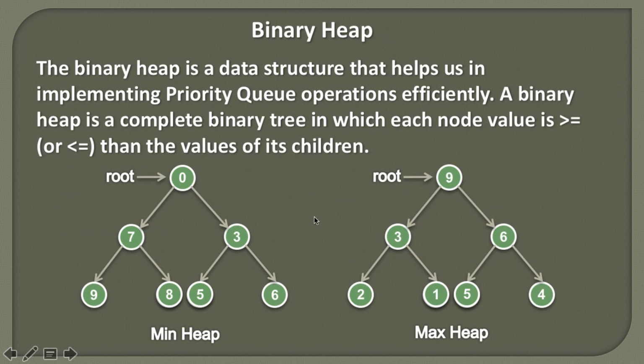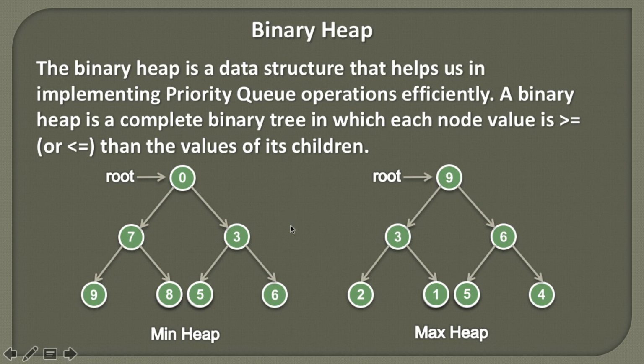Friends, in our last slide we saw the priority queue. Now we will discuss the binary heap. The binary heap is a data structure that helps us implement the priority queue operations efficiently. The three operations we discussed in our last slide, insertion of a key, delete max or min, and get max or get min, are efficiently implemented with the help of a binary heap.